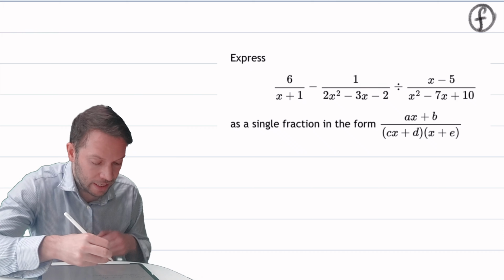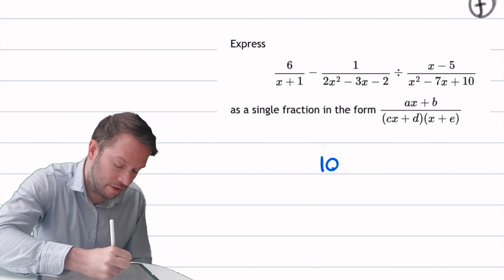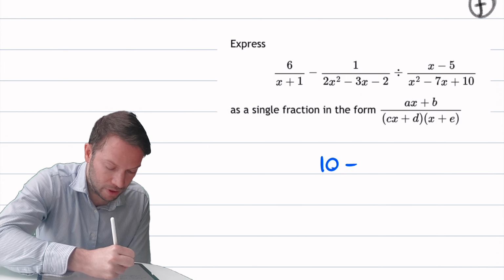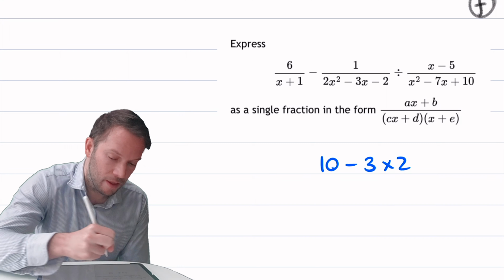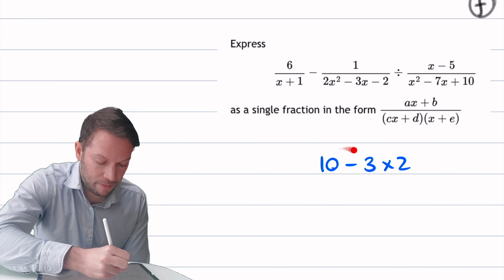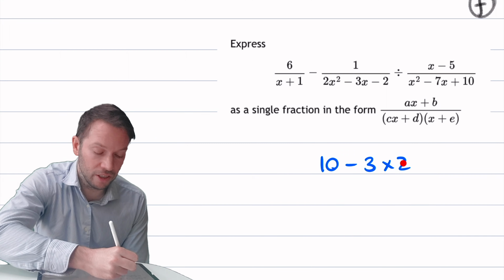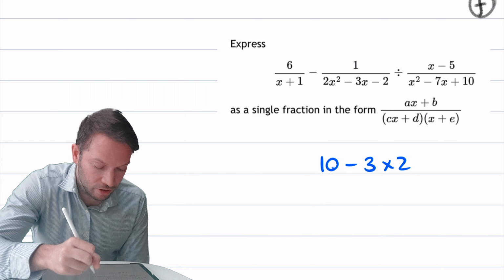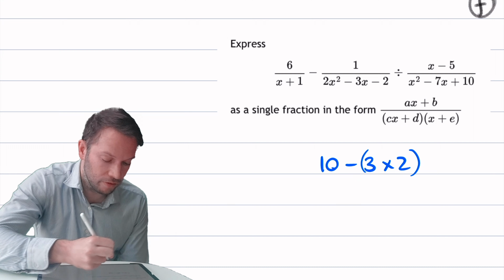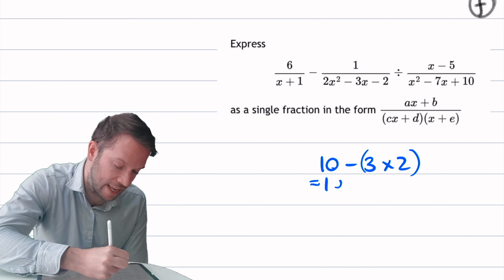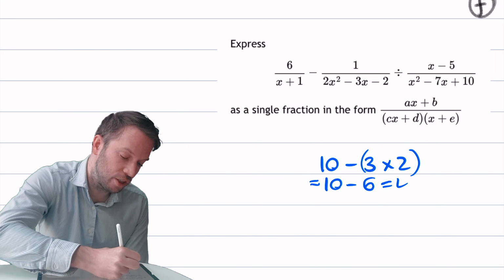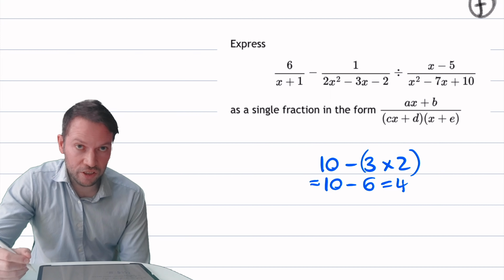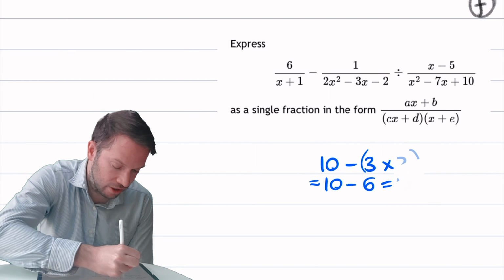If I was to have, say, 10 subtract 3 times 2, you might think, do I just do 10 minus 3, which is 7, times 2 is 14? No, you don't. You do the multiplication first. So you do the 3 times 2 first, so it just becomes 10 minus 6, which is 4. So you always do the multiplication and division before you do addition and subtraction.